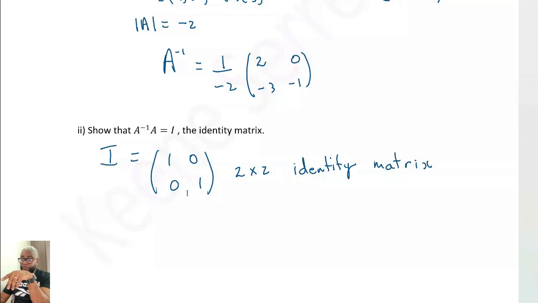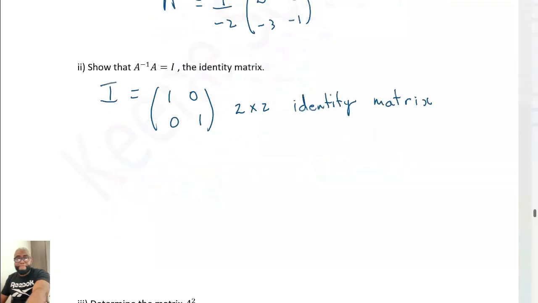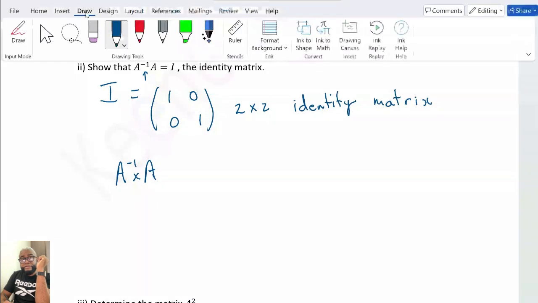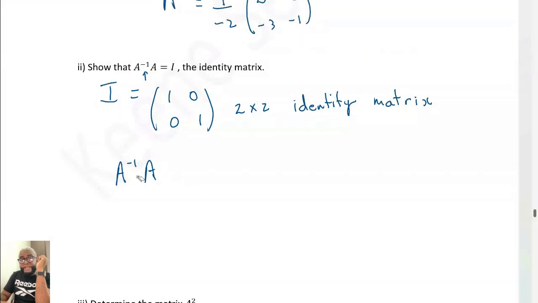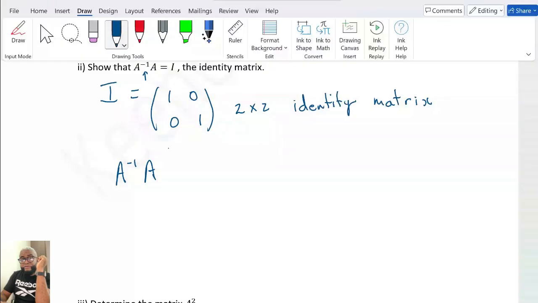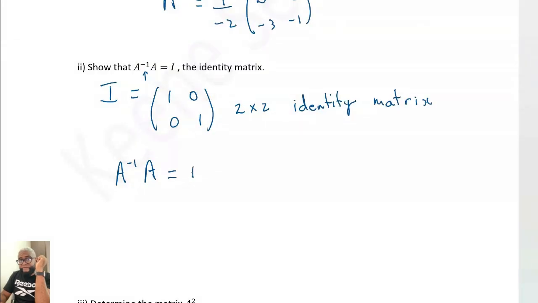Are you ready to work? Let's work. I'm going to write it out, right? So A⁻¹, which is the inverse of A, multiplied by A. Now you realize you didn't put any sign in between here, right? But we're supposed to know that multiplication is understood. Everybody clear there? All right. So don't get frightened because they didn't put any sign in the middle there, right? So let's go. I'm going to write down what the inverse is. So the inverse is -1/2 multiplied by the matrix 2, 0, -3, and -1, right?